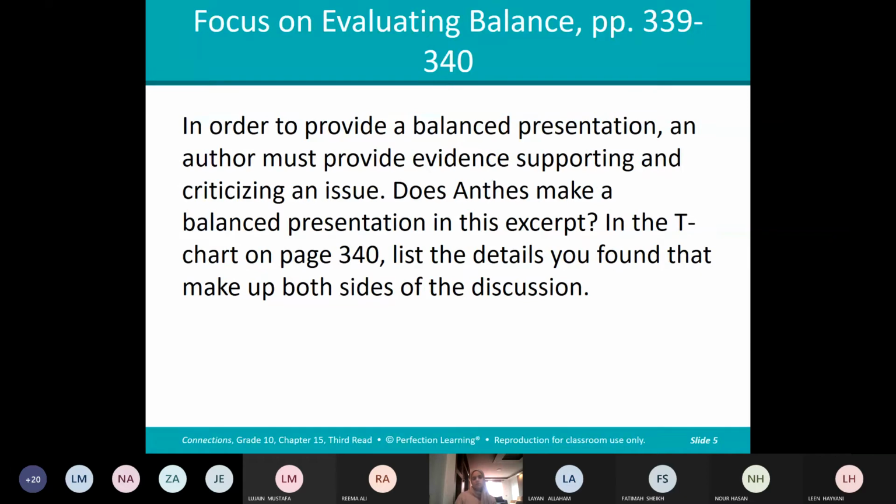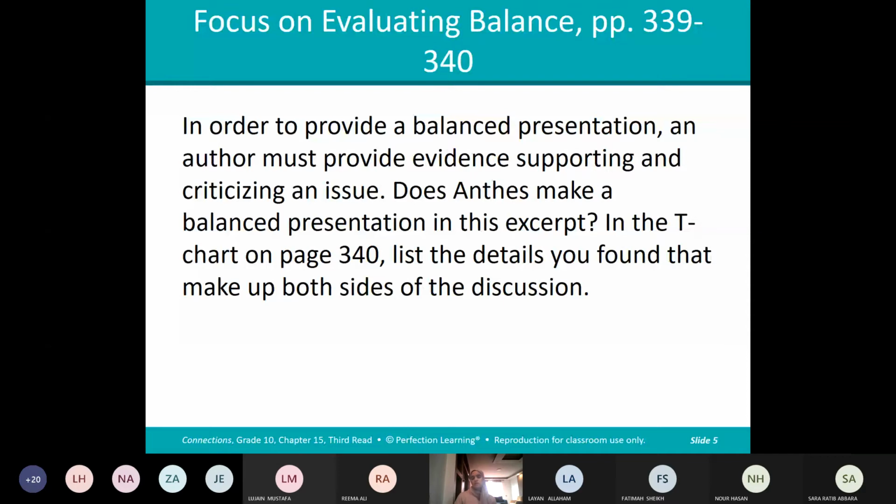Read, Sarah. In order to provide a balanced presentation, an author must provide evidence supporting and criticizing an issue. Let's analyze how she makes a balanced presentation in this excerpt. In the T chart on page 340, there are the details you found that make up both sides of the discussion. Did she provide a balanced presentation? Was her presentation balanced?